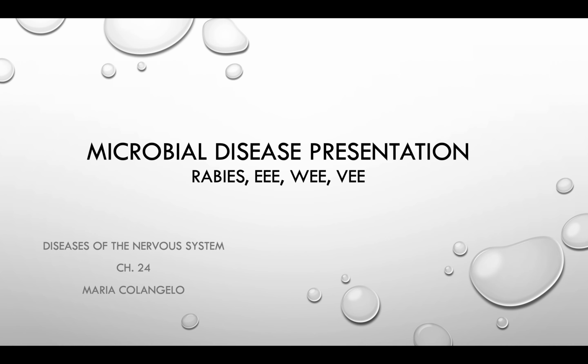Today I will be talking about rabies, Eastern equine encephalitis, Western equine encephalitis, and Venezuelan equine encephalitis, also known as EEE, WEE, and VEE. You've probably heard about them before, but we're going to discuss them today. These are all classified as diseases of the nervous system, which is also found in chapter 24 of our book.